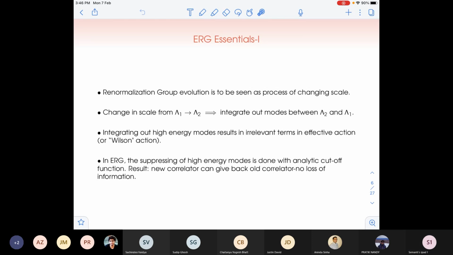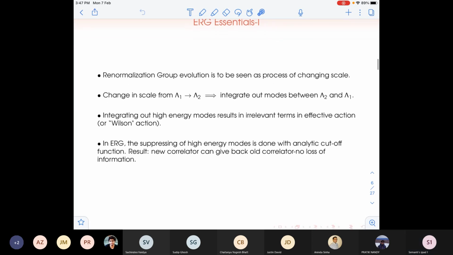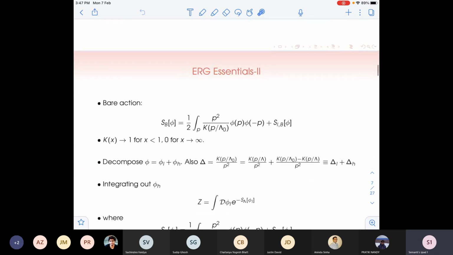How are these high energy modes suppressed? It is done with an analytic cutoff function. But a result of that is that the correlator at low energy can always give back the old or bare correlator. So that's why the name exact comes. There is no loss of information.